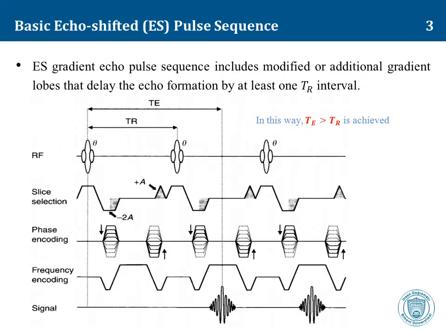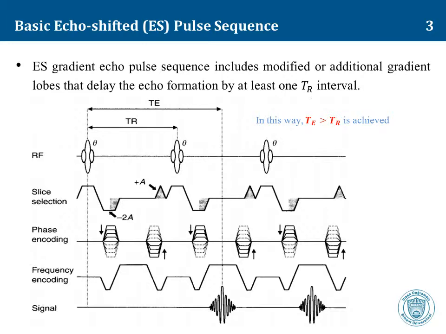After the first readout, a positive gradient lobe of area A is played on the slice selection axis so that the transverse magnetization is again in phase at the end of this gradient lobe. The next two lobes on the slice axis, the slice selection and rephasing for the next TR interval, have equal and opposite areas of 2A and minus 2A respectively.